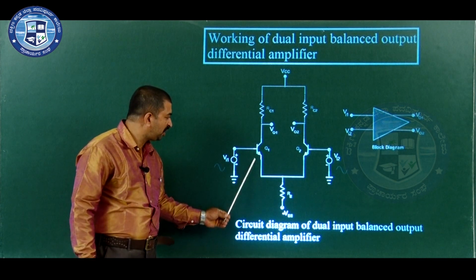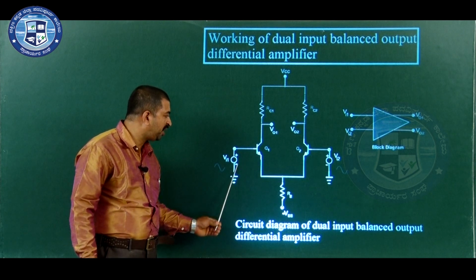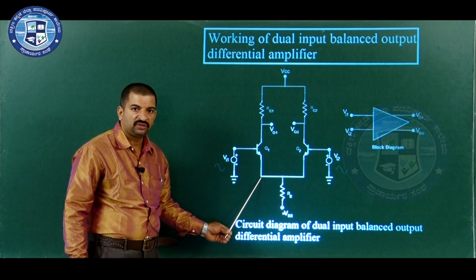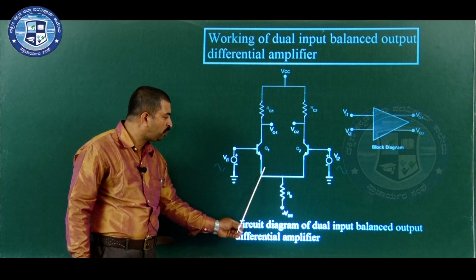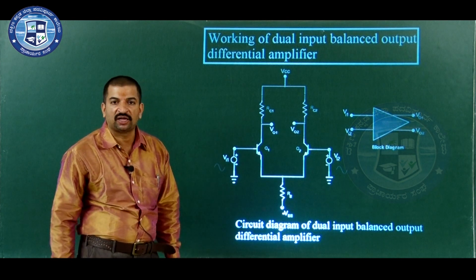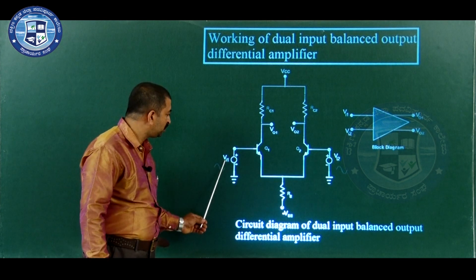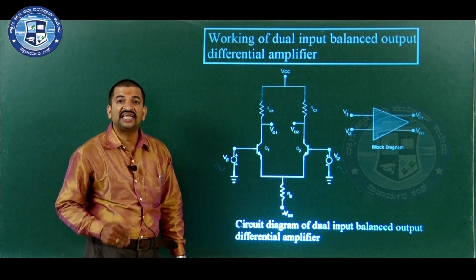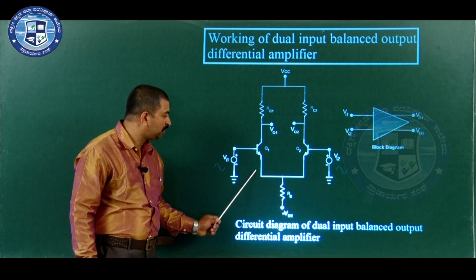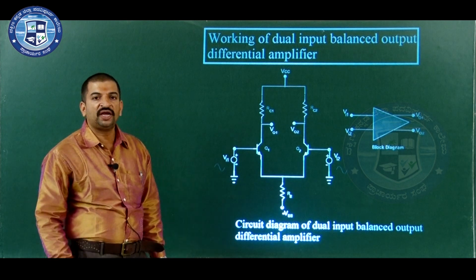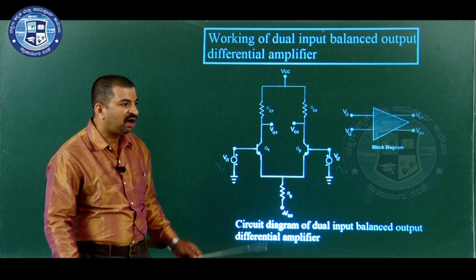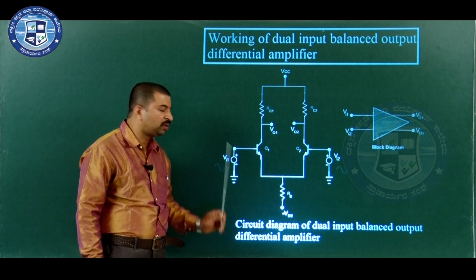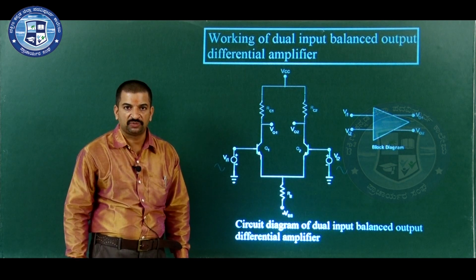Now, here there is a direct path from the base to the emitter. Therefore, when we measure the output signal across the emitter terminal, it is nothing but the input voltage. We are going to get the same input voltage. So, we can say that the voltage across the emitter terminal of the transistor Q1 is equal to the input voltage.